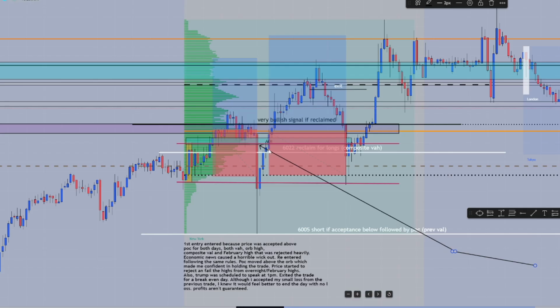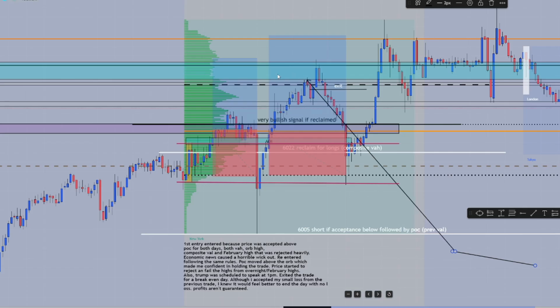Wanted to close above ORB, close above this area from the composite value area high, and I will be very bullish if I close above this zone from the previous day, which is also an indication of the highs from February, right? So I followed the same plans, and I entered. Point of control moved above the ORB, which made me feel confident in holding the trade. Price started to reject and fall from the highs from overnight and February highs.